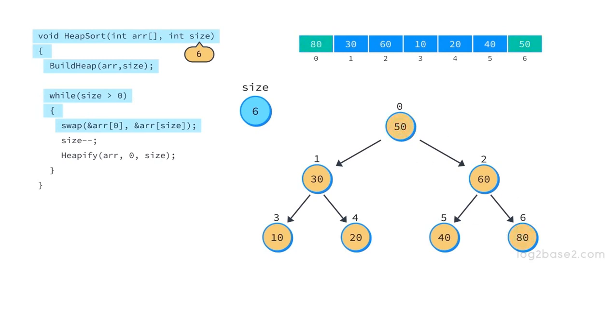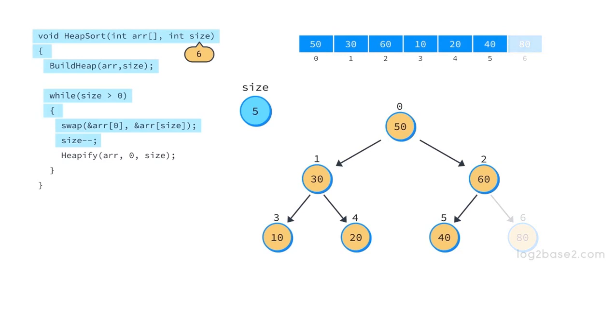And 50 is at first position. The element 80 is at correct sorted position now. So we do not need to consider it again and we only need to sort the remaining elements. So reduce the array size by 1. So size equal to 5 now.